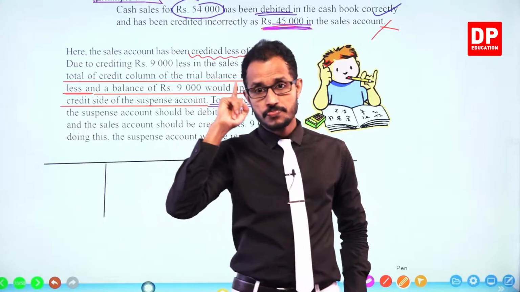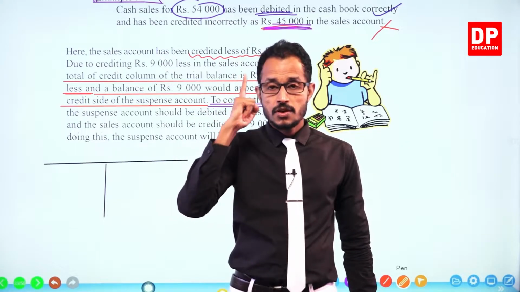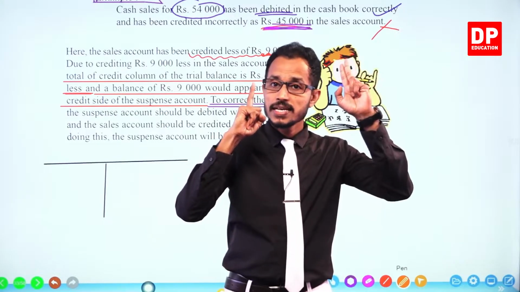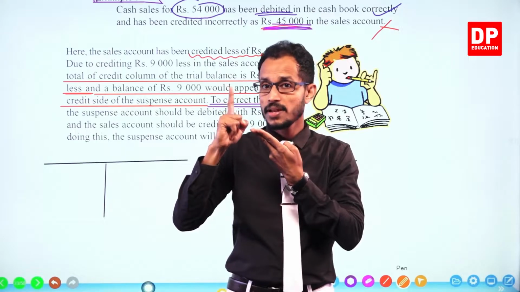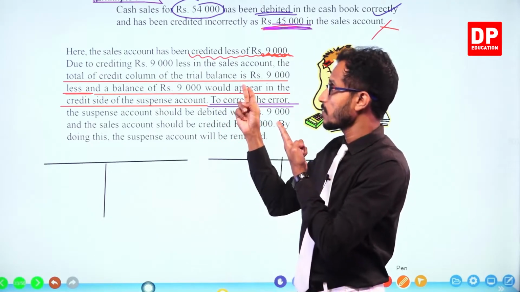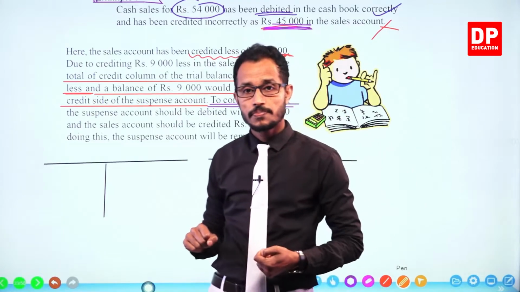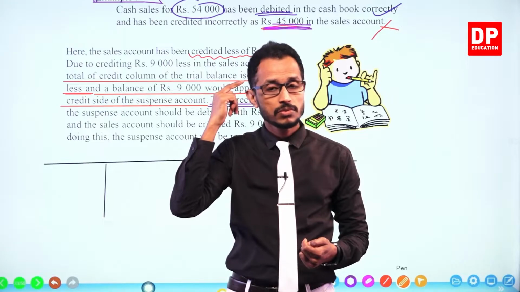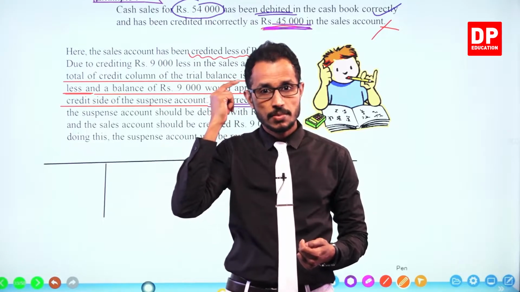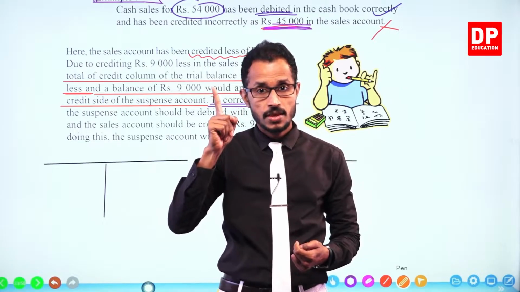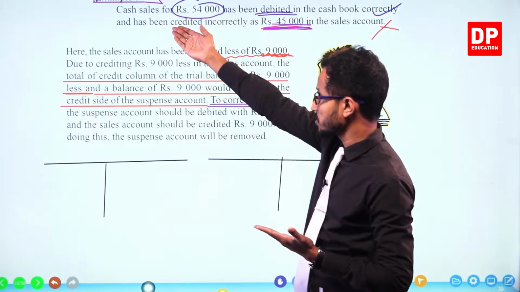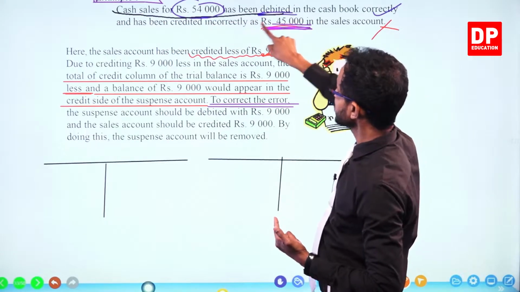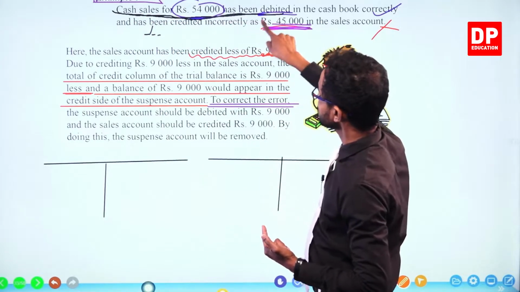First step when you correct errors: identify the correct double entry of the transaction. Get the correct double entry into your head. First step is that. What is the correct double entry of this transaction? This is the transaction, children. Cash sales 54,000.